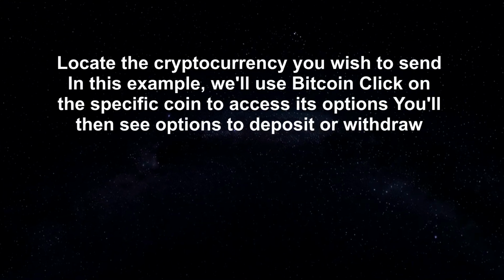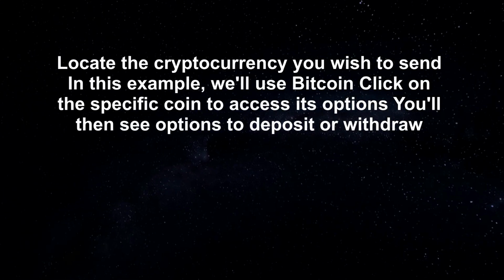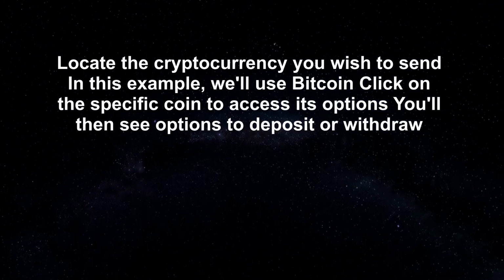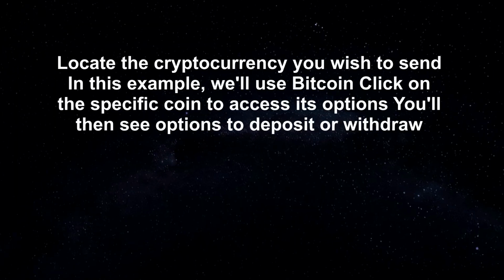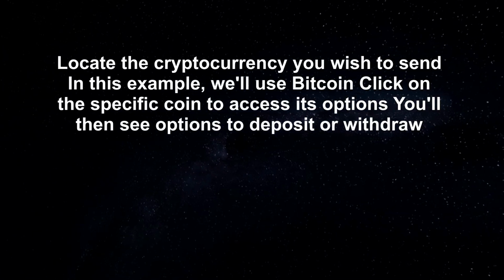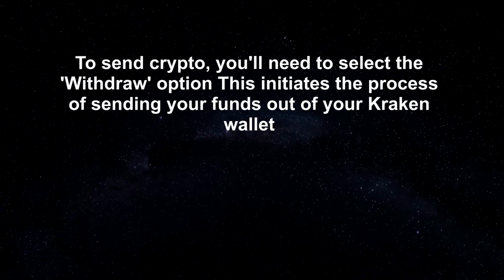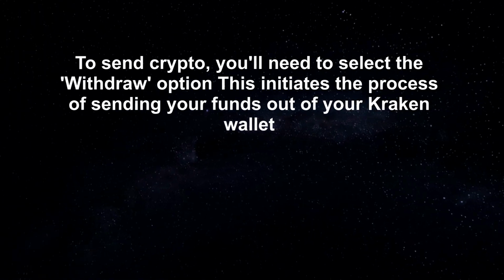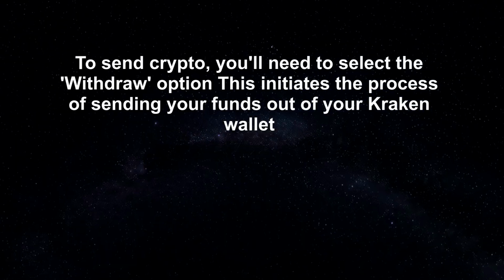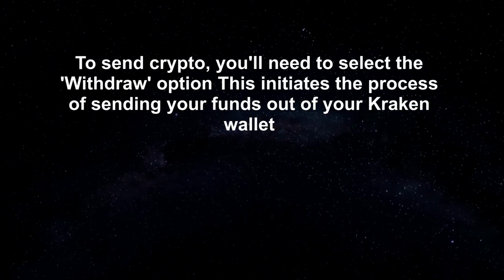Locate the cryptocurrency you wish to send. In this example, we'll use Bitcoin. Click on the specific coin to access its options. You'll then see options to deposit or withdraw. To send crypto, you'll need to select the Withdraw option. This initiates the process of sending your funds out of your Kraken wallet.